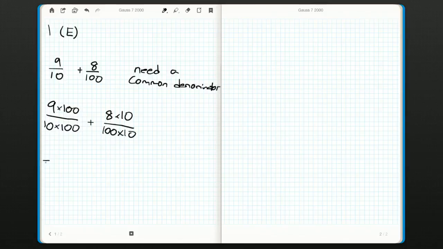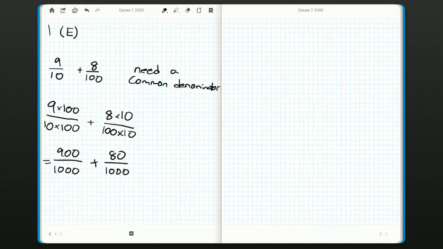And when we work these out, 9 times 100, well, that's 900. 10 times 100, that's 1,000. If you're having trouble with that, that's okay. You could use your calculator to simplify these smaller things. Plus 8 times 10, well, that's 80. Plus 100 times 10, well, that's 1,000. So we've got ourselves a common denominator.